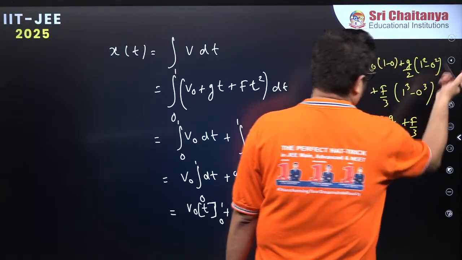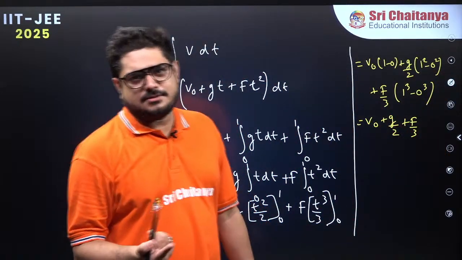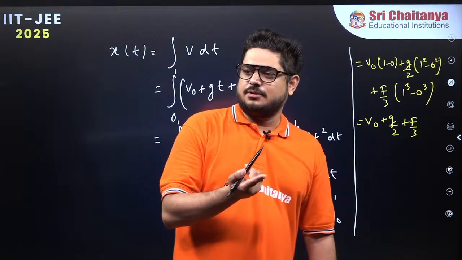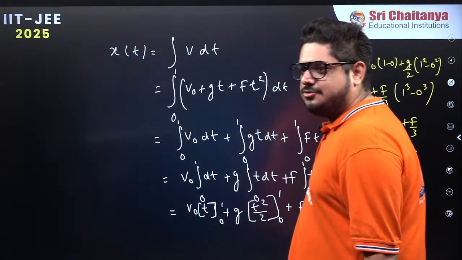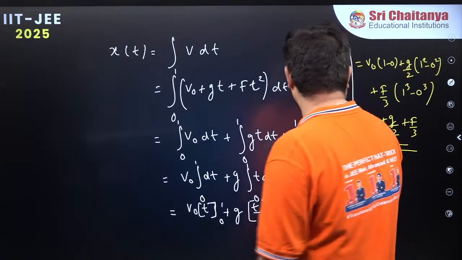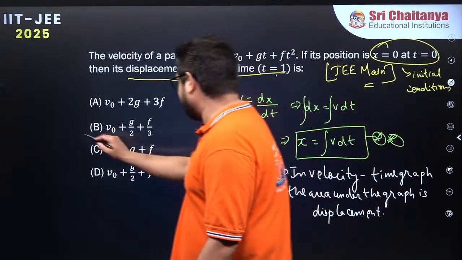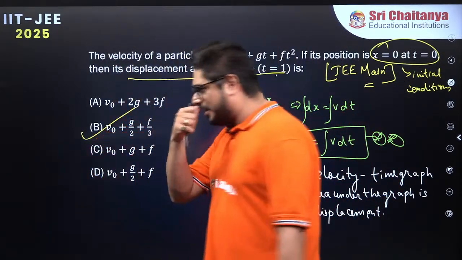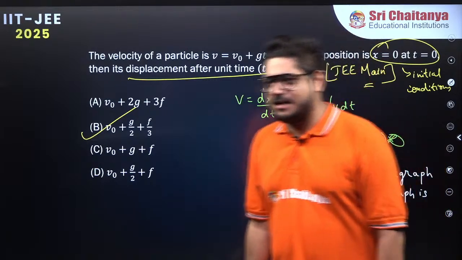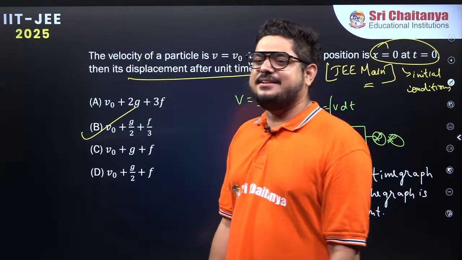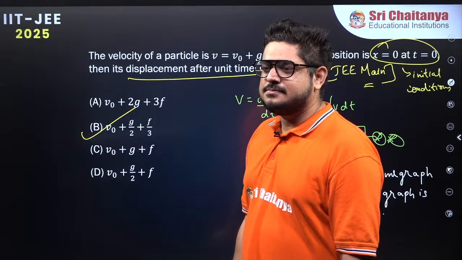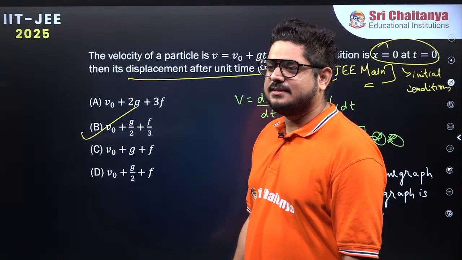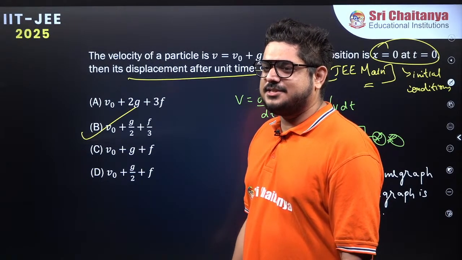1 square क्या होता है? 1 minus 0, 1. 1 cube is 1 minus 0 cube is 0. So this is the answer. v naught plus g by 2 plus f by 3. Are you getting this? Answer B. Answer B everyone.